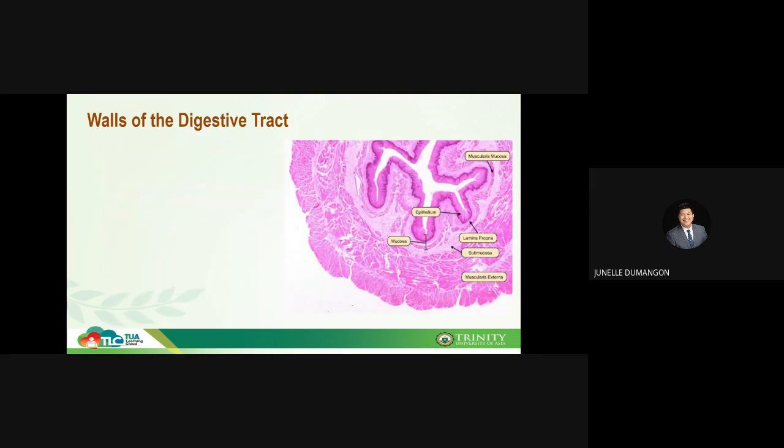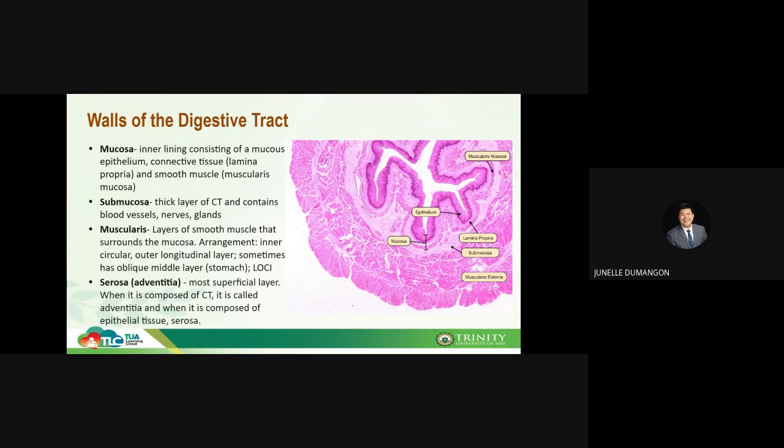So again, here is a histologic slide showing you the different layers, and here is everything that I just mentioned earlier. Again, we see here the mucosal layer, the innermost, composed of 3 sublayers: your mucous epithelium, your lamina propria or the connective tissue, and then a thin smooth muscle layer called muscularis mucosae. And then underneath that is your submucosa.